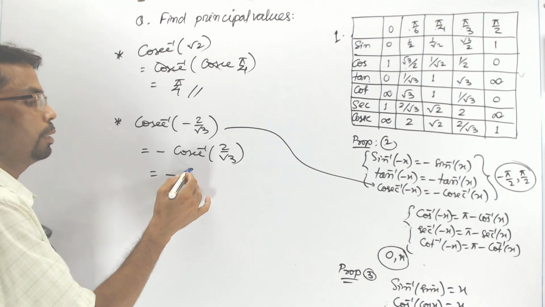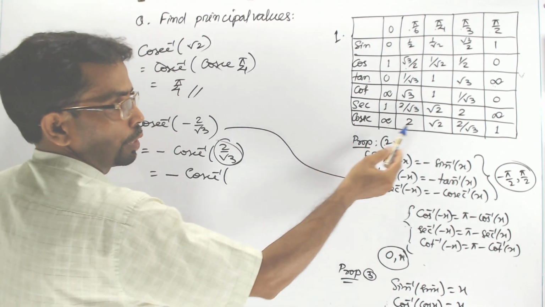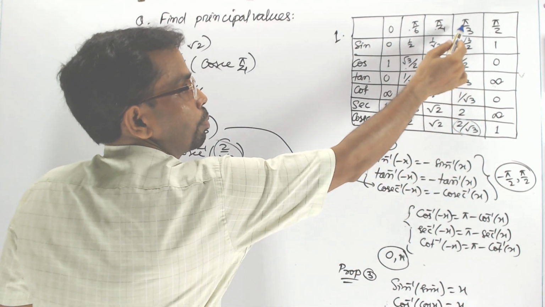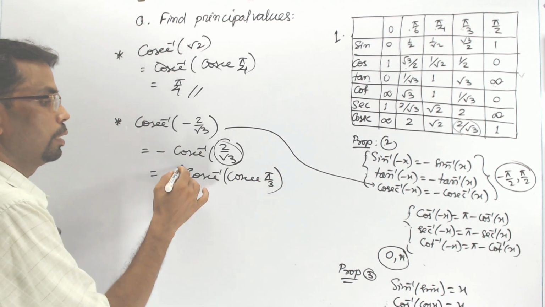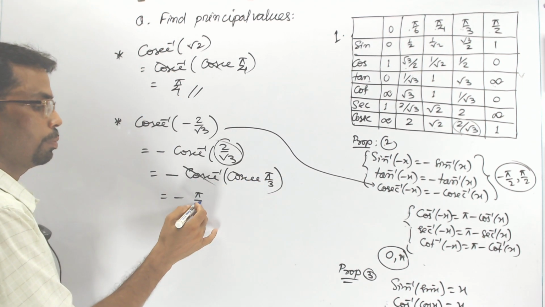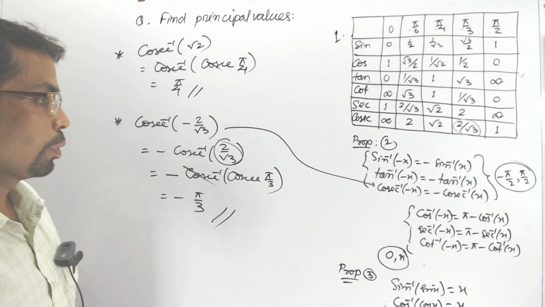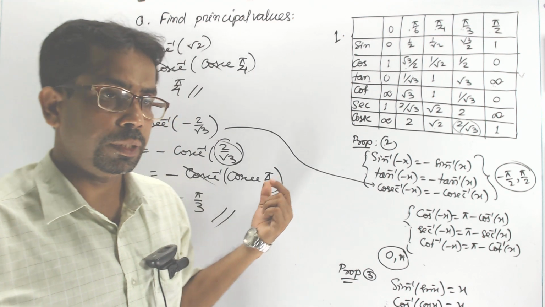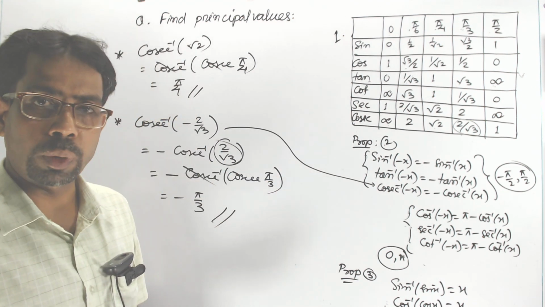So I have applied the property, and the number 2 by root 3 in cosec is corresponding to pi by 3. So cosec pi by 3, and then this is getting cancelled, the answer is minus pi by 3, and this is the principal value of the given function. Now whatever I have explained with examples, it is covering the whole exercise 2.1.